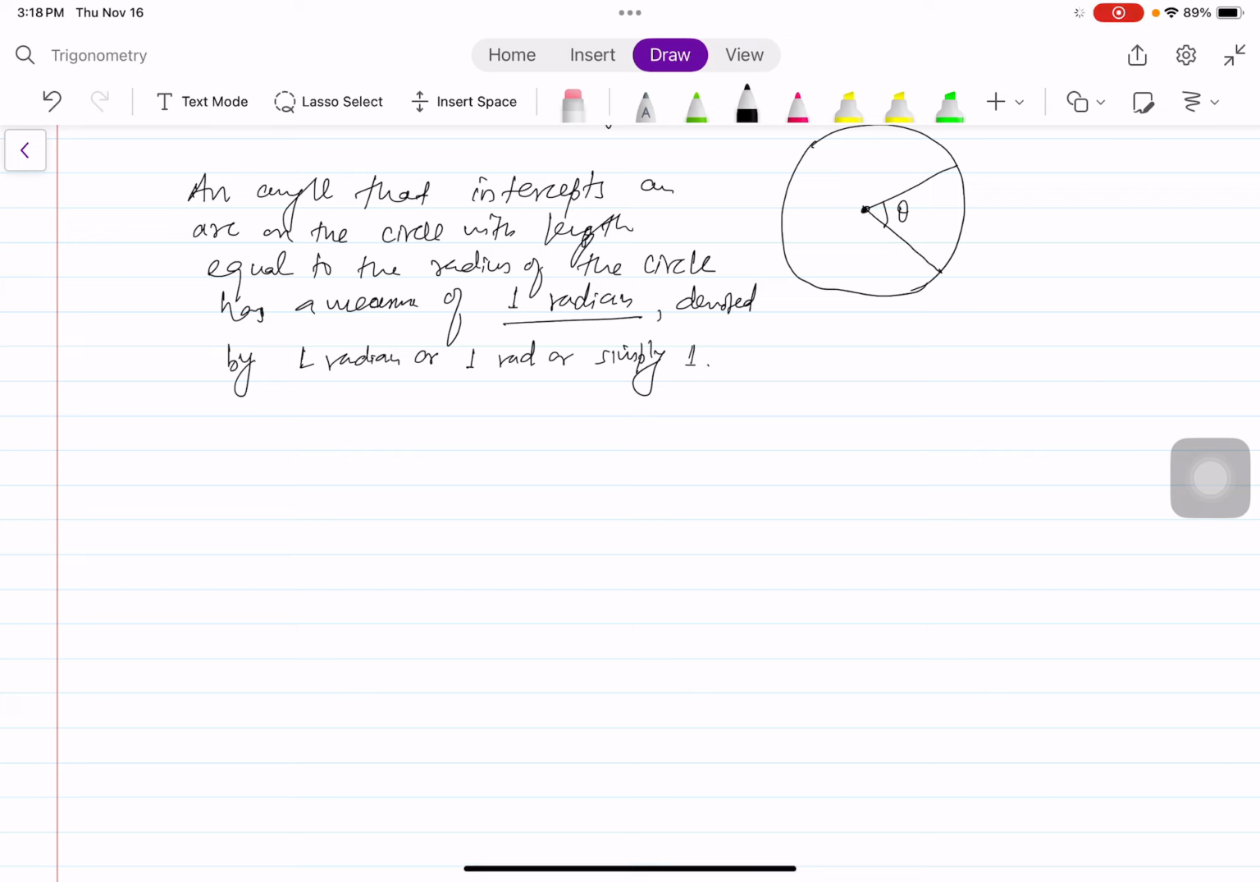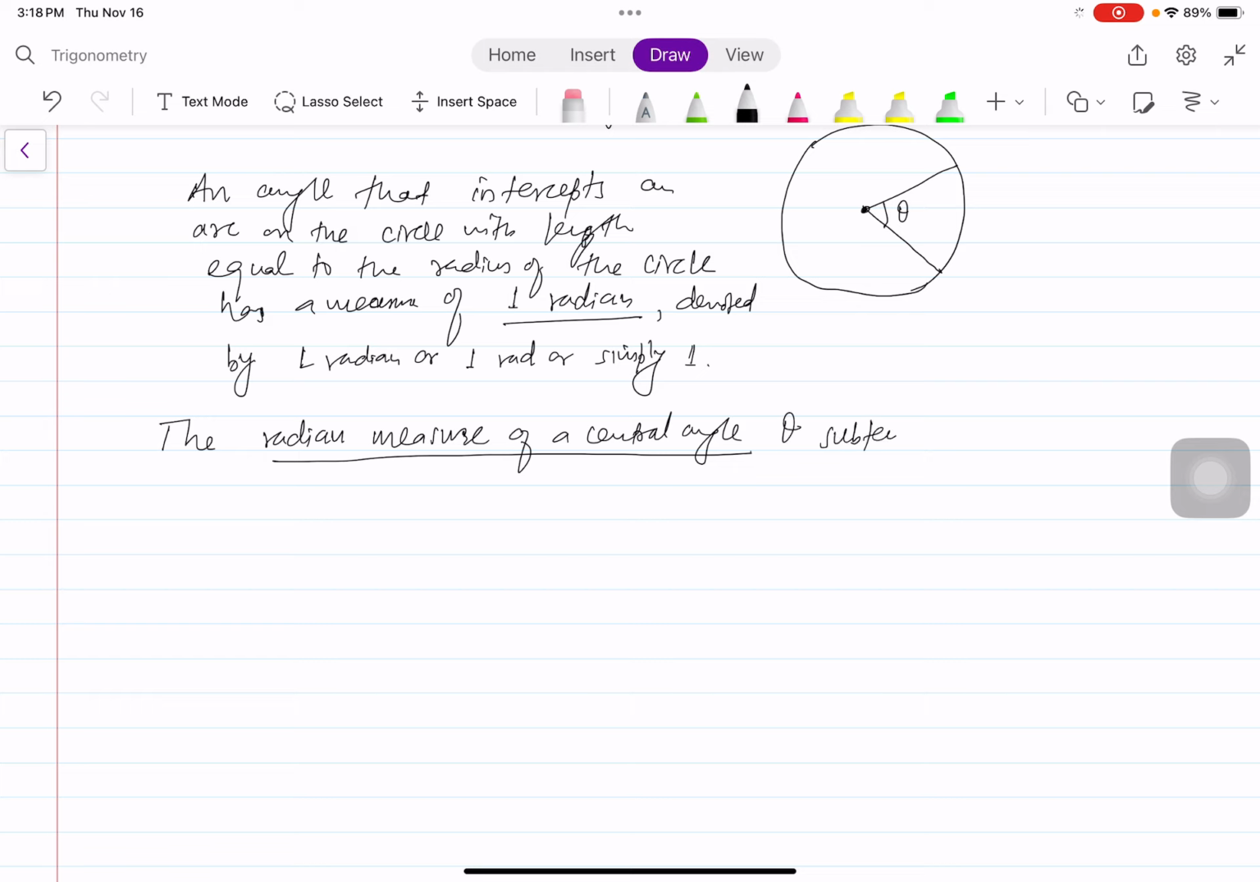Another definition: the radian measure of a central angle, theta, subtended by an arc of length s on a circle of radius r, is given by theta equals s over r.